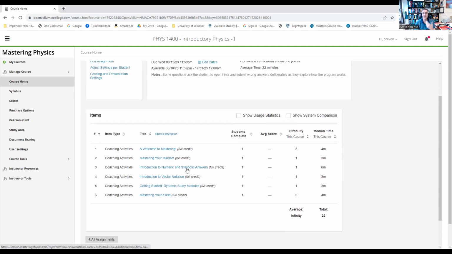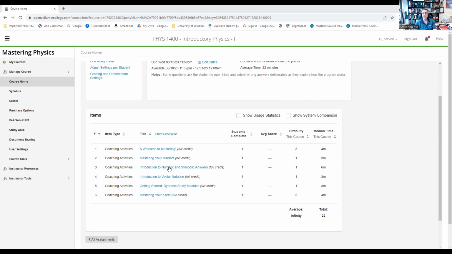But the introduction to mastering is going to tell you how you actually use it. How do you enter numbers? How do you enter symbols? If you come to me and say, oh, Dr. Rehse, I have the right answer, but I'm typing it in, it's not taking it. And if I look and you have not done the introduction to mastering physics, you're on your own there, because don't come to me for help when the answers of how you're supposed to type in scientific notation, how you're supposed to enter a vector, it's all explained in here.